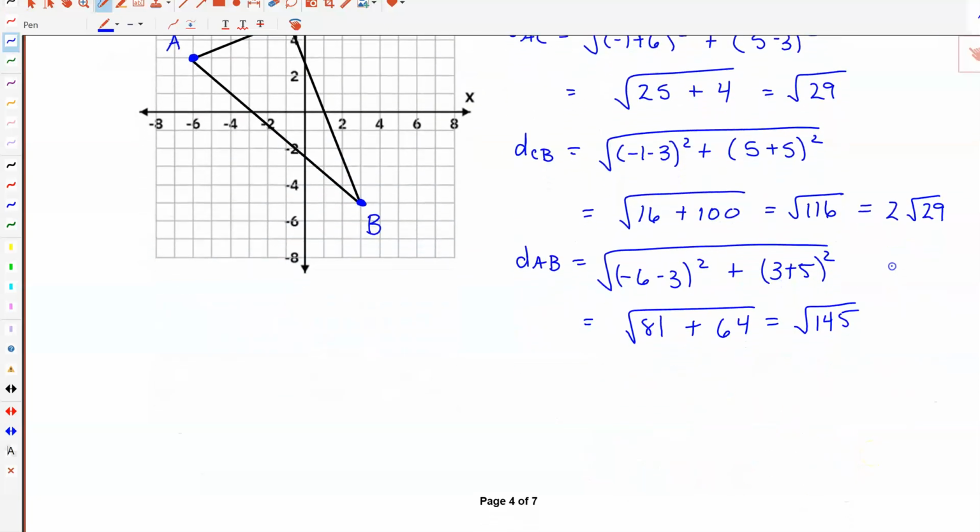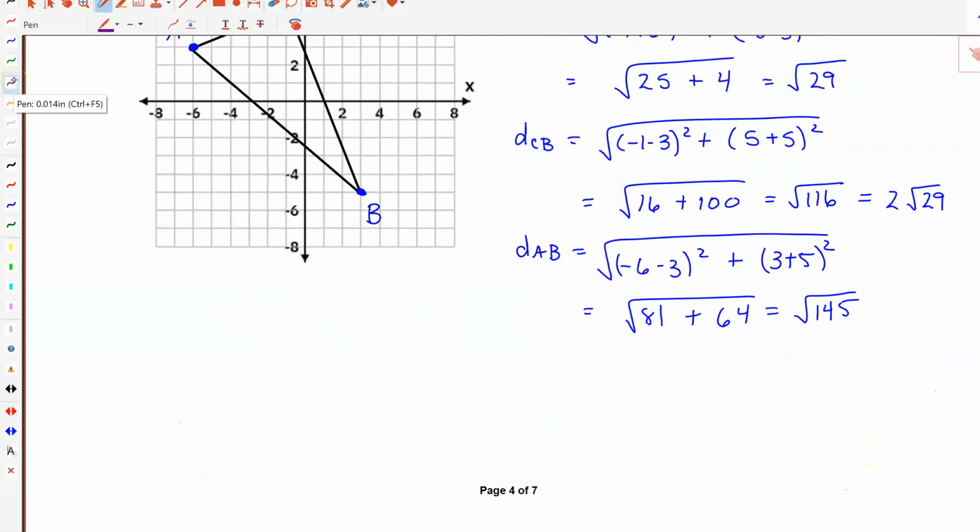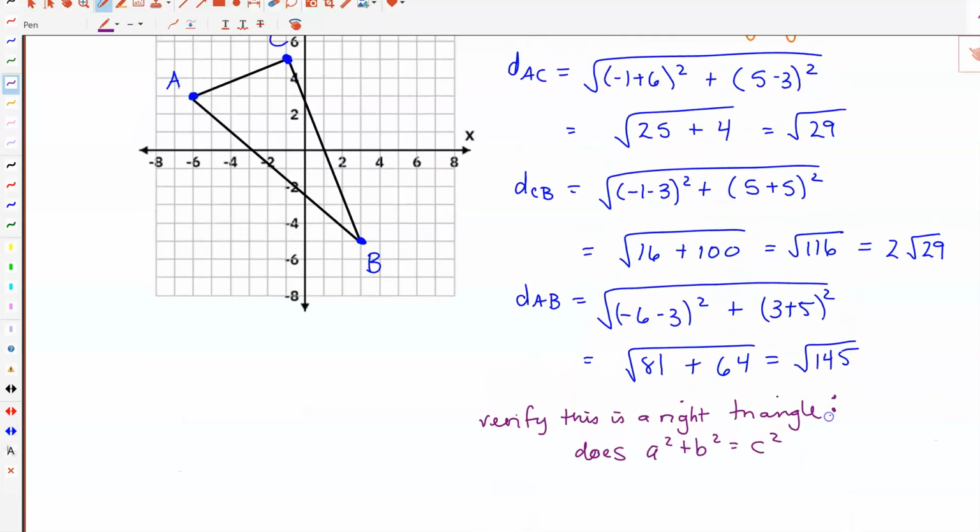Alright, finally, after all of that work, we can answer the question that's being posed to us. Let's verify that this is a right triangle. In order for it to be a right triangle, the side lengths have to satisfy the Pythagorean Theorem. So the question is, does a squared plus b squared equal c squared? Or do the legs, when I square them, equal the hypotenuse if I square that distance? So looking at this, the hypotenuse would be AB. Right, so that's what I'm going to have to make sure I put in for this c value.